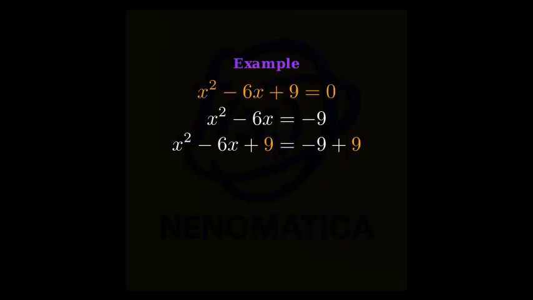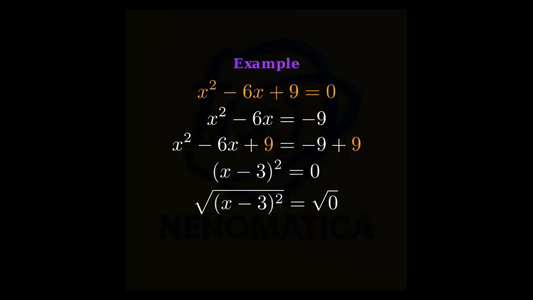Step 3. The left side becomes a perfect square trinomial that factors to the quantity x minus 3 squared equals 0. Step 4. Take the square root of both sides. The square root of the quantity x minus 3 squared equals the square root of 0.